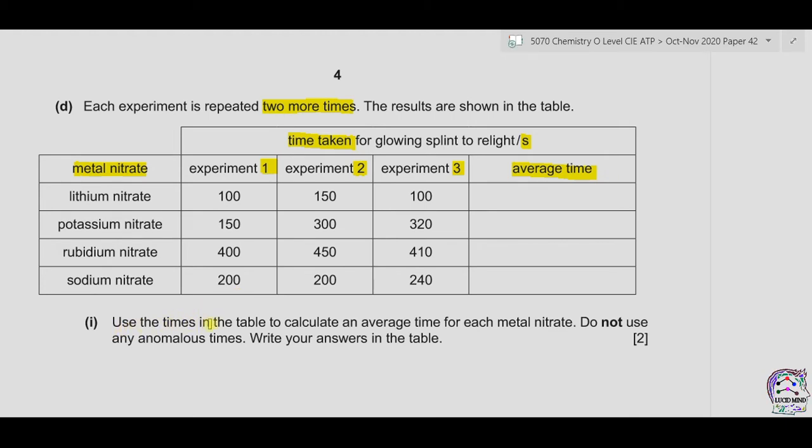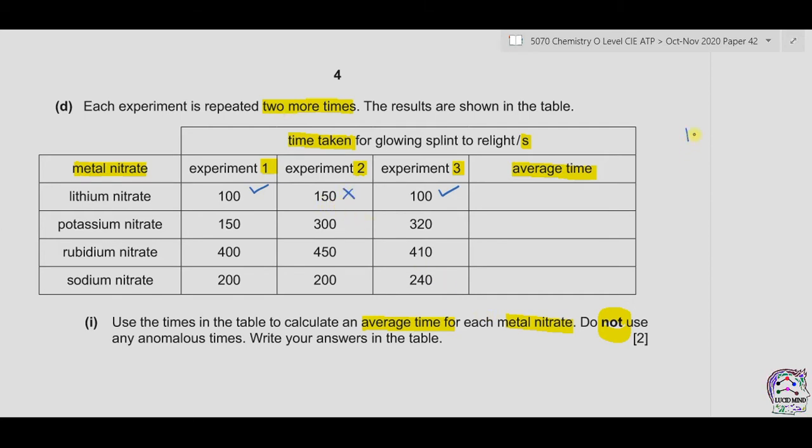Number 1, use the times in the table to calculate an average time for each metal nitrate. Do not use any anomalous times. Write your answers in the table. Now for lithium nitrate, we can see that in experiment 1 we had 100 seconds, in experiment 2 we had 150 seconds, while in experiment 3 we had 100 seconds. So the closer values are 100 and 100, and 150 is not taken as it is anomalous.